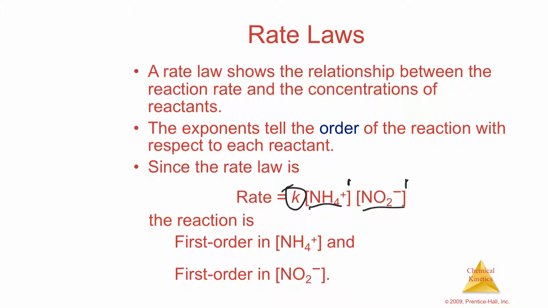The reaction will happen twice as fast if you double the amount of ammonium at the beginning. Since this is concentration to the first power, as this goes up, the rate will go up. Also, nitrite is to the first power, which means if I double this, the rate will go up. So if I increase the concentration of one, the rate goes up. If I increase the concentration of the other one, the rate goes up. So the reaction is first order, meaning that it's to the first power in ammonium. It's also first order in nitrite.